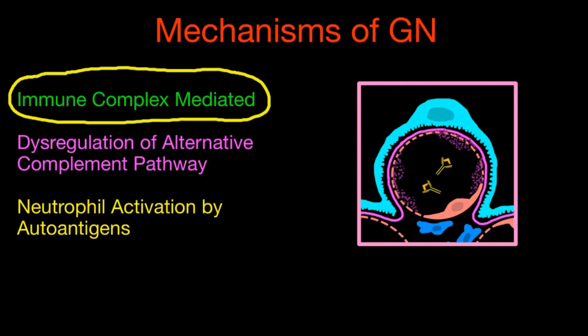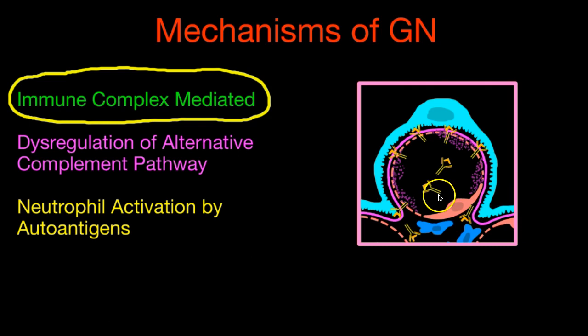So one major mechanism here is the deposition of circulating immune complexes. These will form in the plasma. There's a circulating antigen and then an antibody, and those two will bind. And if there's excessive production of these circulating complexes and, let's say, decreased clearance, then they can start depositing inside the glomerulus. They could deposit in the mesangial area or maybe here in the subendothelial layer.